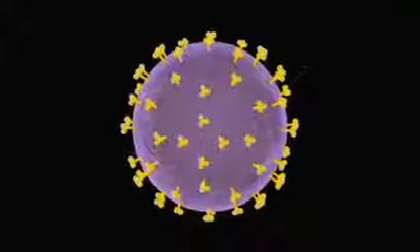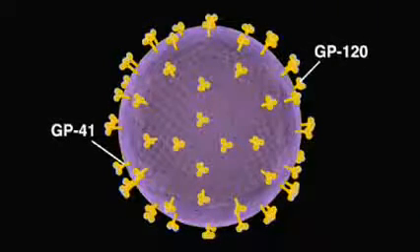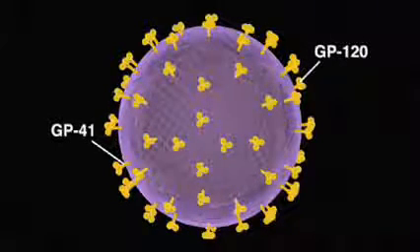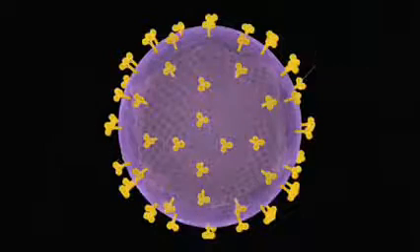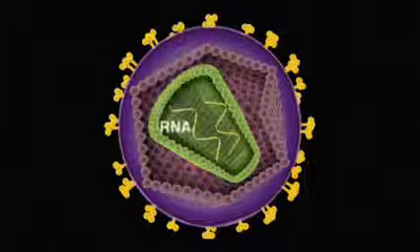The outer shell of the HIV particle is called the envelope. It is studded with sugar protein spikes that allow the virus to attach itself to specific molecules called CD4 receptors on some human cells. The viral core contains two important features.